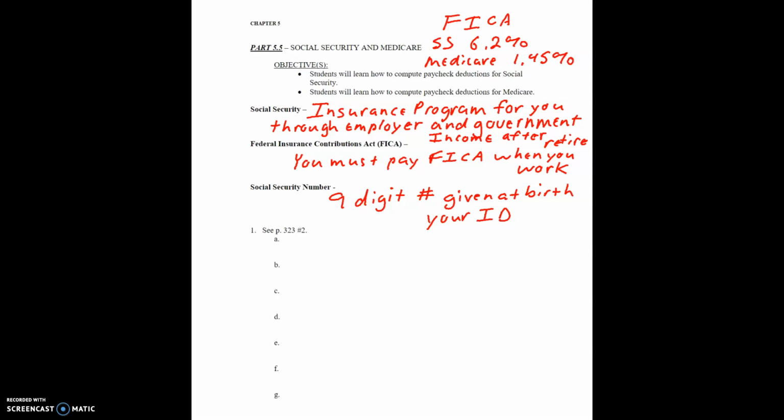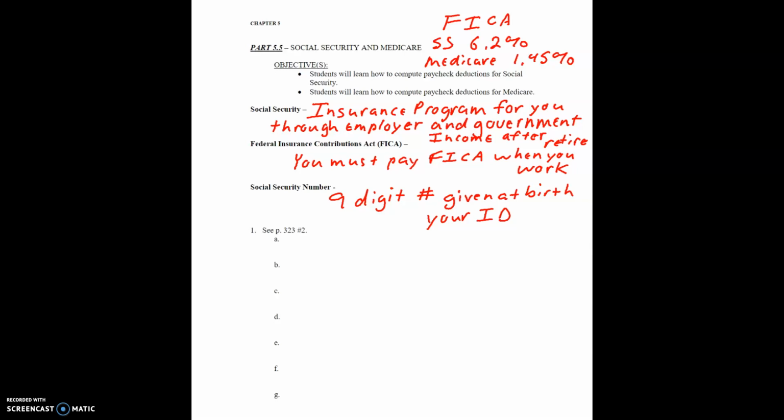FICA, or the Federal Insurance Contributions Act, again, you must pay this when you work at a job. So any job that you get a check for, FICA will be taken out. Social Security number. This is a 9-digit number that was given to you at birth. That's basically your ID. It helps with identity theft. It helps the government keep records on the amount of taxes you paid into Social Security and Medicare. It's basically your ID number for your entire life.